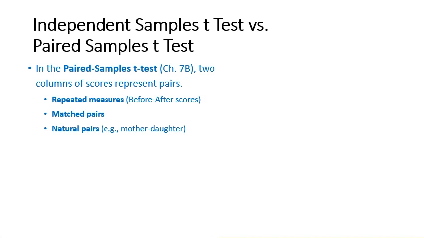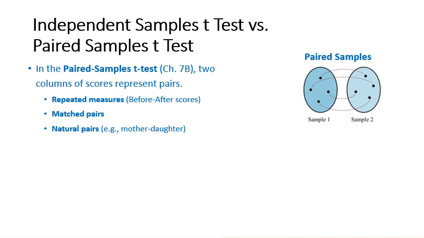First off, where we were in Chapter 7b was the Paired Samples t-test. And in that case, you'll remember we would have two columns of scores that we named X1 and X2. And those scores represented pairs that went together. We had repeated measures, before and after scores, for example, where each individual had two scores. We had matched pairs. We had natural pairs like mother-daughter. And it looked something like this.